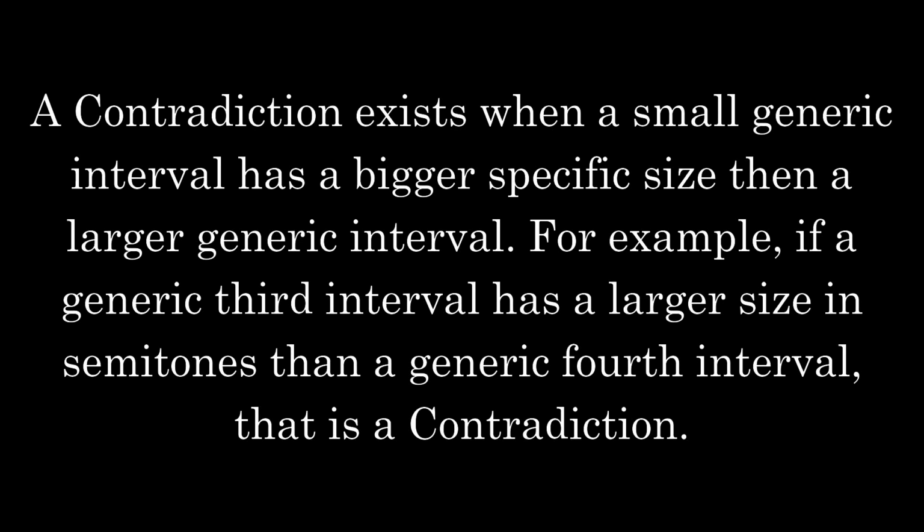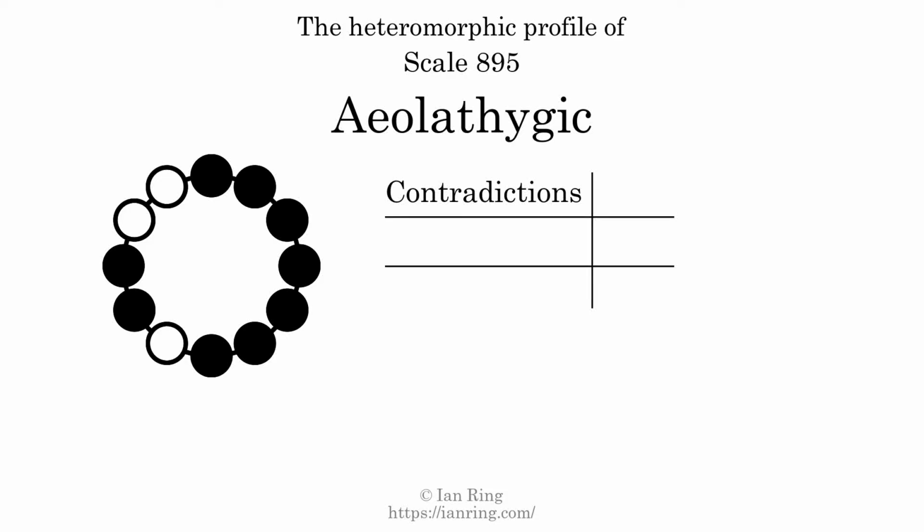A contradiction exists when a small generic interval has a bigger specific size than a larger generic interval. For example, if a generic third interval has a larger size in semitones than a generic fourth interval, that is a contradiction. The number of contradictions in this scale is 64.